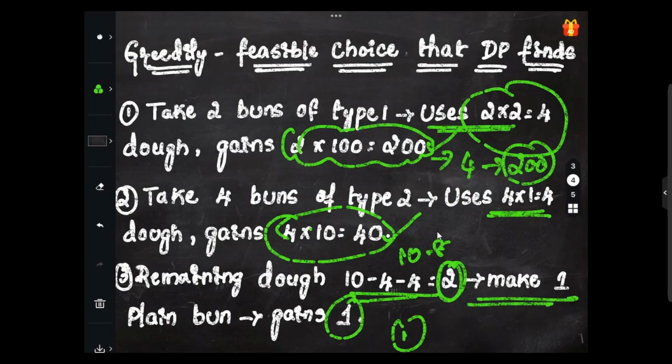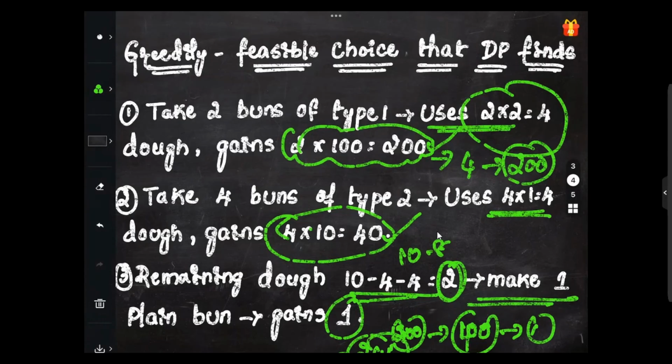So we have to sum up these 3. We have considered 2 buns of type 1, 4 buns of type 2, and finally the remaining dough, nothing but 10 minus 4 minus 4, in simple terms 10 minus 8. So this will be 200, followed by 40, followed by 1. So this one will be 241.